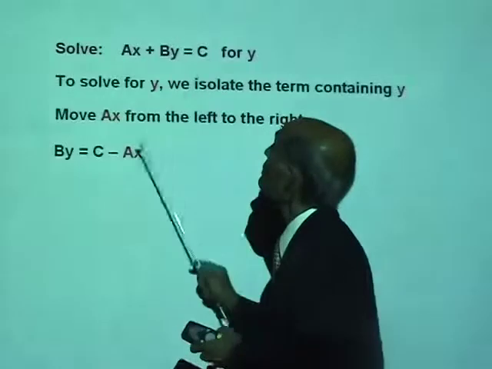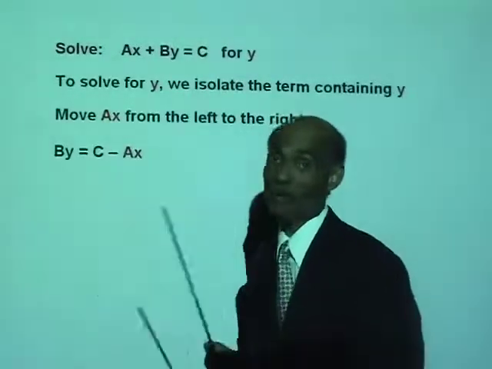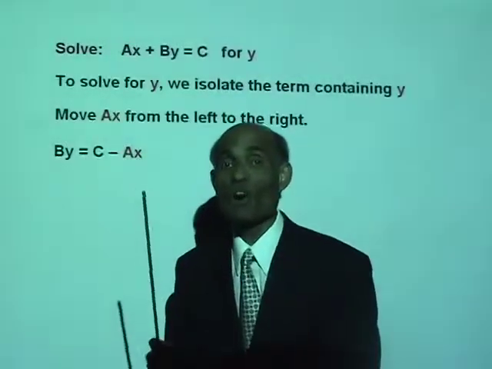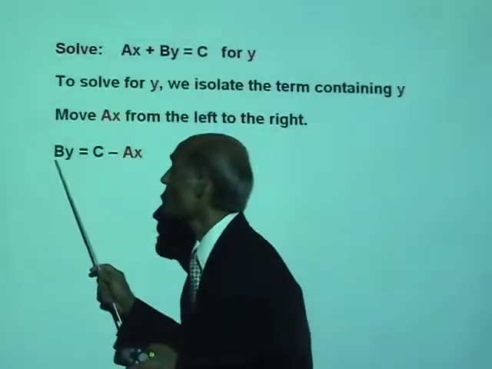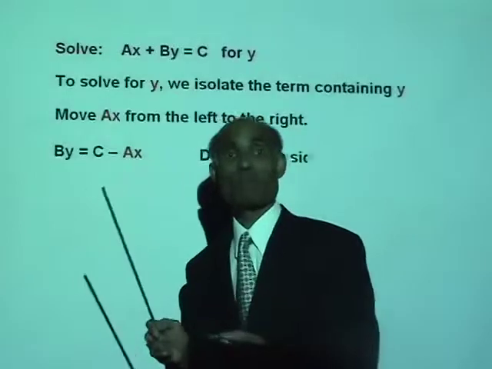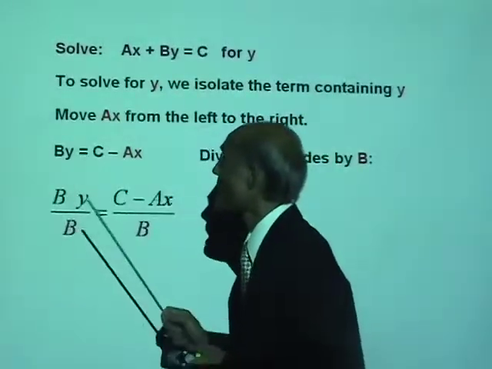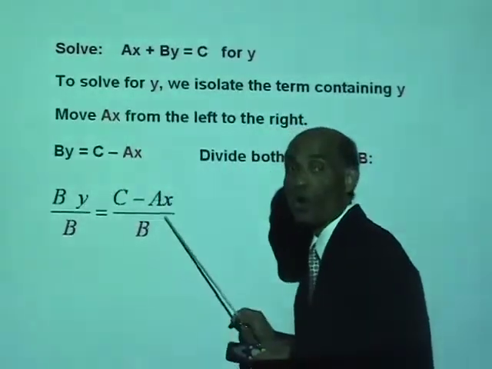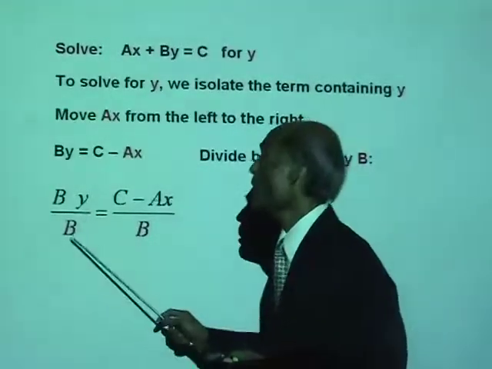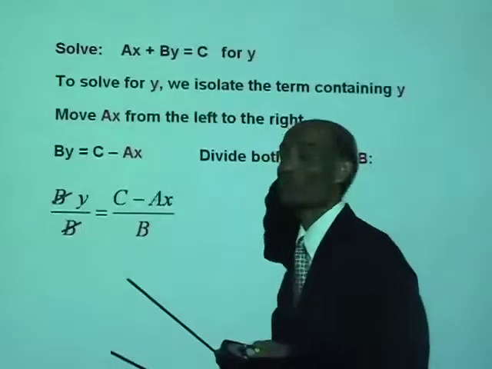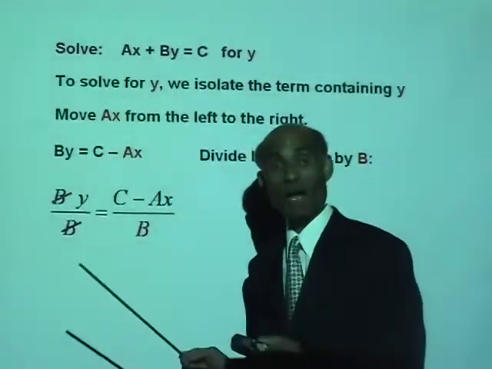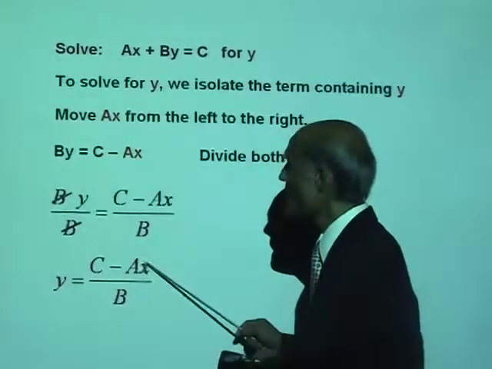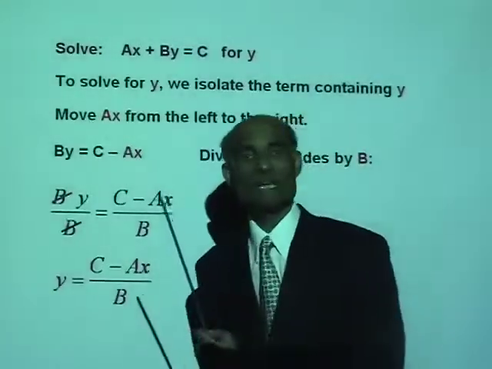So BY equal to C minus AX. And now since we want to solve for Y, we need to make the coefficient of Y 1. So divide both sides by B. BY divided by B equal to the quantity C minus AX all over B. And now on the left, B and B cancel. We have now solved for Y. See, a simple process. Y equal to the quantity C minus AX all over B. It's a solution.